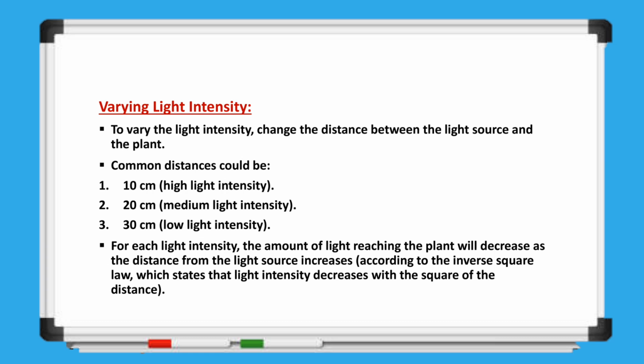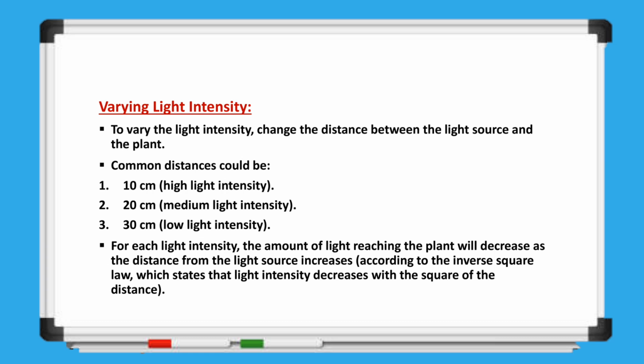We do this by changing the distance between the light source and the plant. The closer the light, the more intense it is. As we move the lamp farther away, the light gets weaker. We can use common distances such as 10 centimeters, 20 centimeters, 30 centimeters, and 40 centimeters.